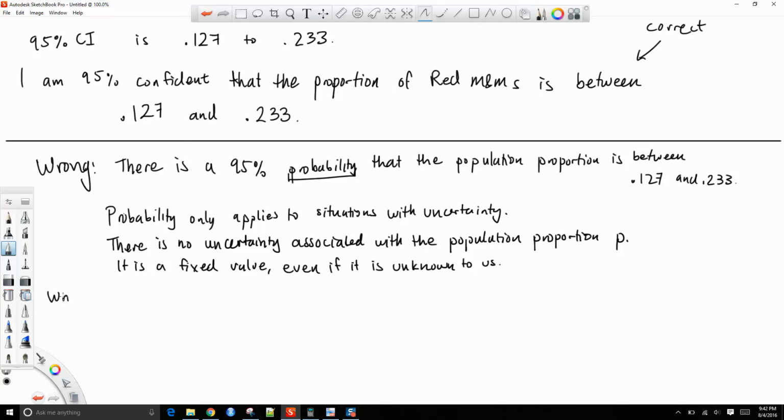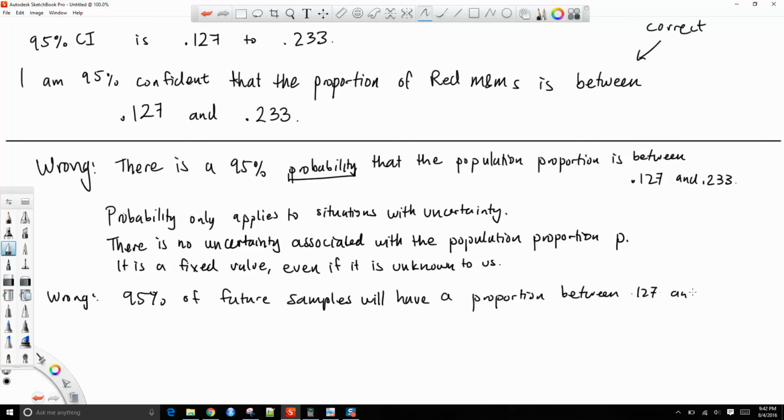It would also be wrong to say something like 95% of future samples will have a proportion between 0.127 and 0.233. The confidence interval is just about our confidence about the population proportion.